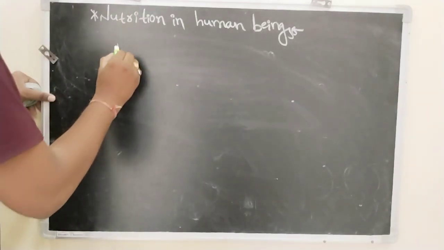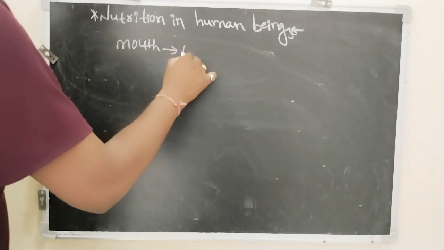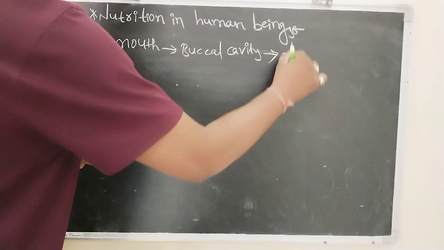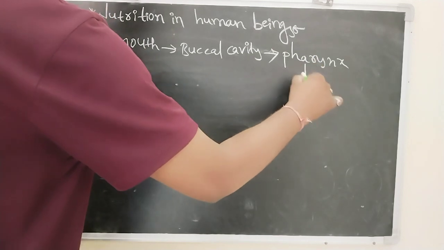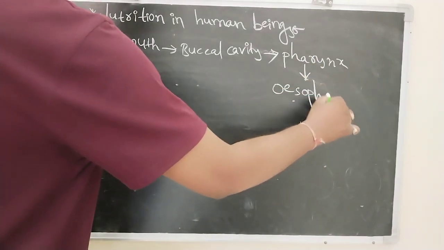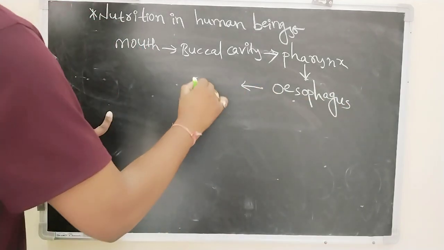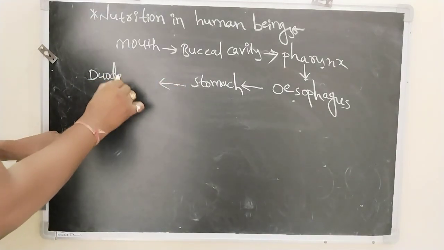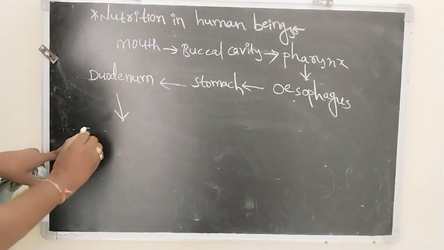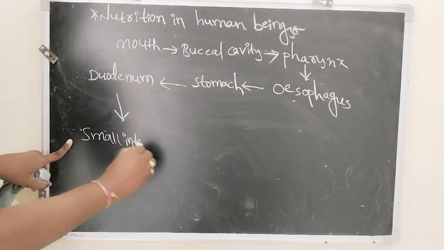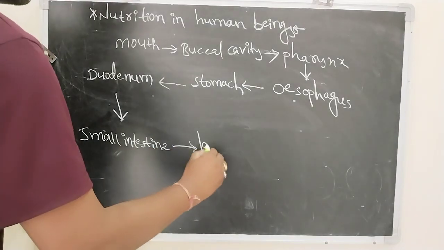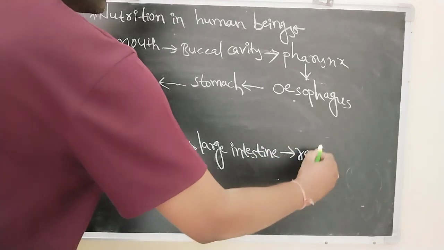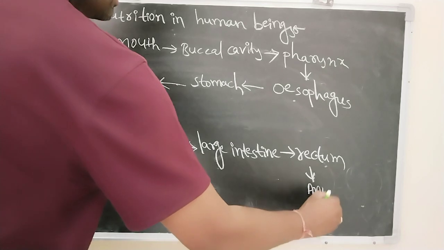So this is the flow chart. Mouth, buccal cavity or oral cavity, pharynx, esophagus, stomach, duodenum, small intestine, large intestine, rectum, and the last part, anus.